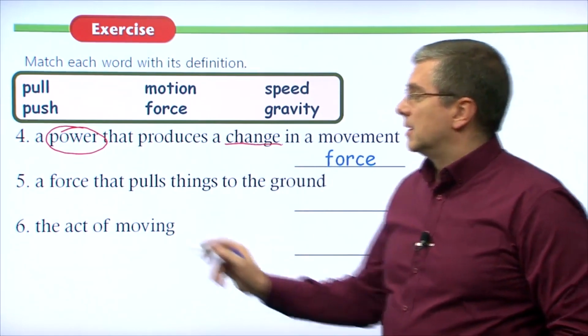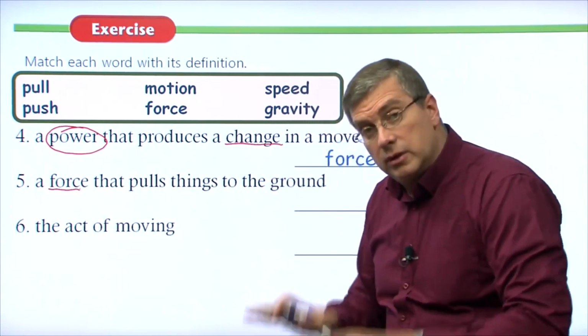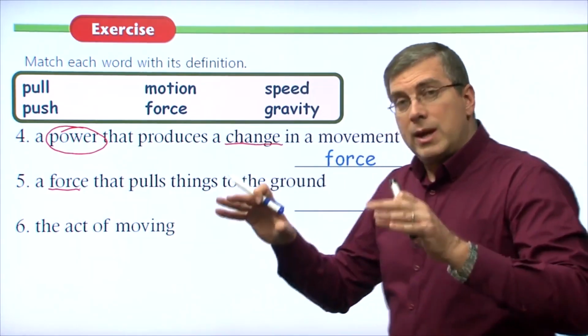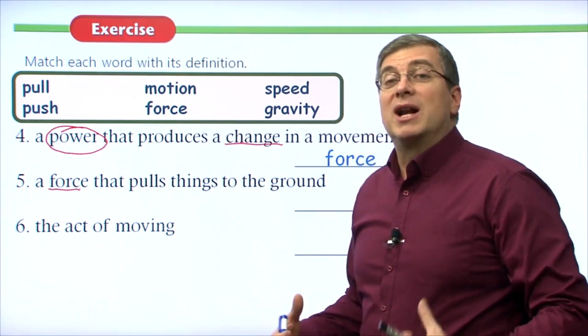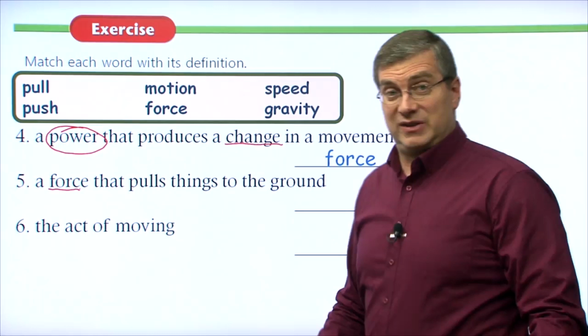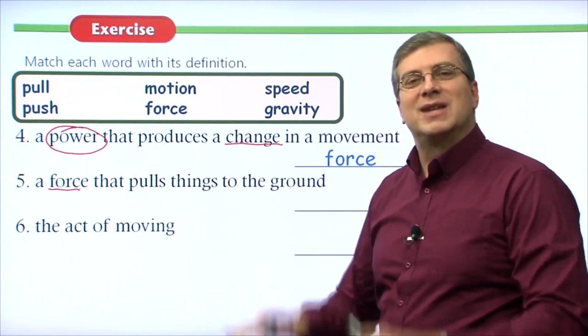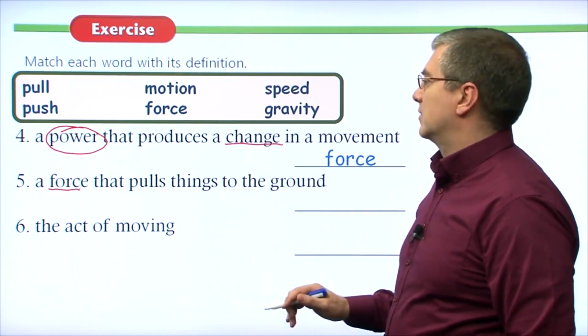Okay, number 5. Now we're talking about a force that pulls things to the ground. So the ground, of course, is below us. We are being pulled to the ground, right? We're using our muscles to stand up. If we suddenly relax, whoo, we fall down, right? What's that force that's pulling us to the ground? Of course, it's always pulling us to the ground.